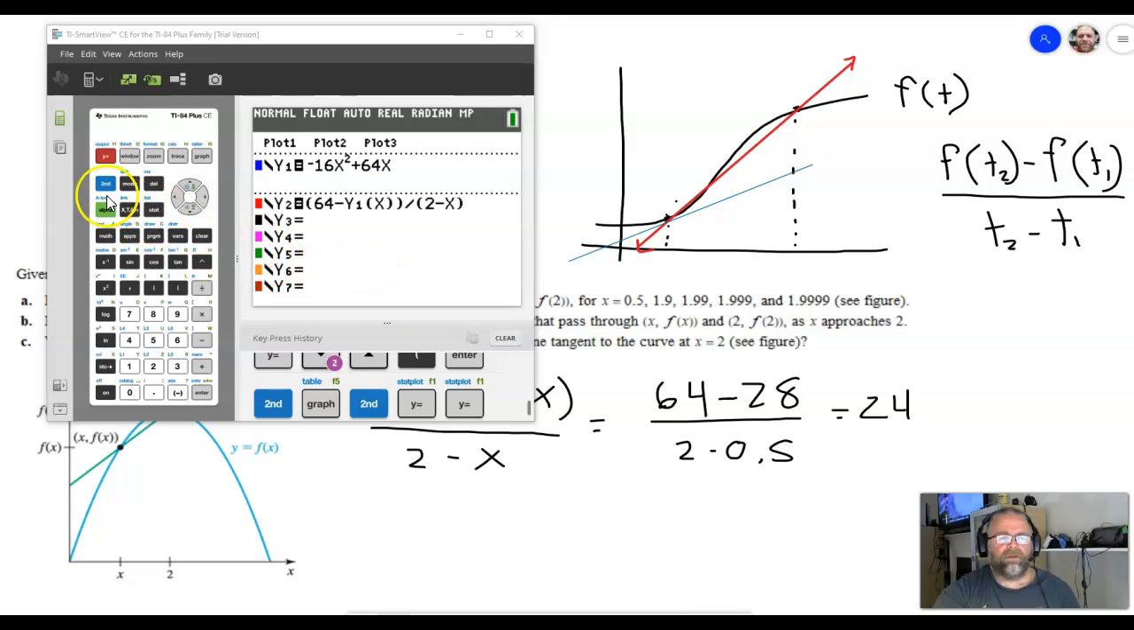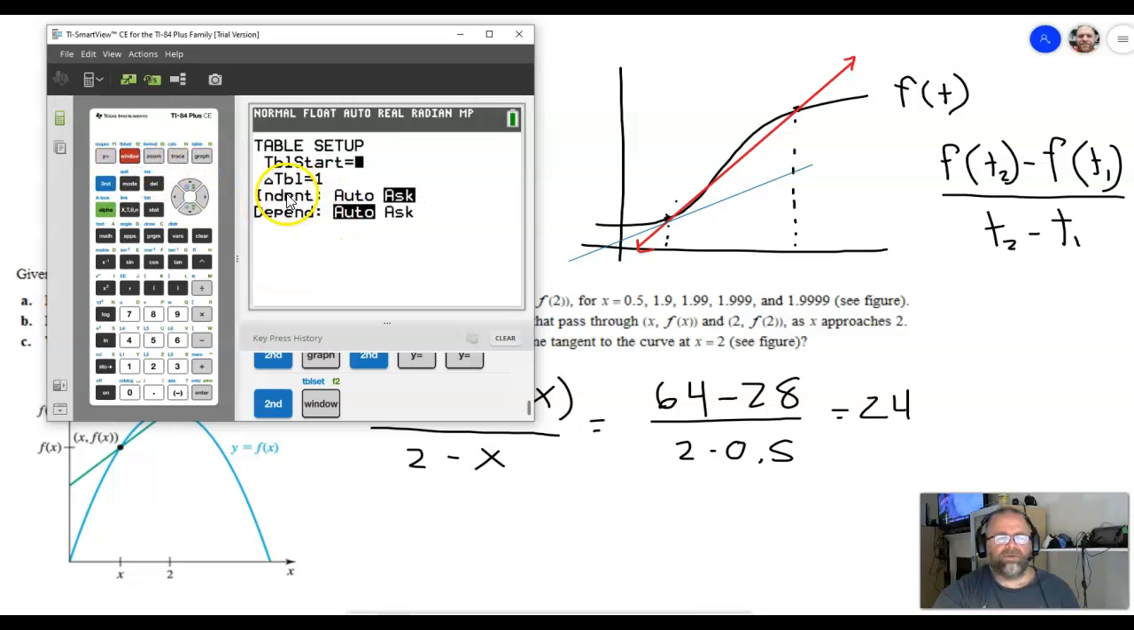So all I have to do at this point is go to second window, make sure that this is my table set up here, make sure my independent variable is on ask and my dependent variable is on auto. This means that I'm going to put in my t's, or my x's in this case, and then it will automatically spit out my f of x's, which is going to be my y1 and my y2. And remember, my y2 should actually give me this equation here of the slope of that secant line for all of these x values here.